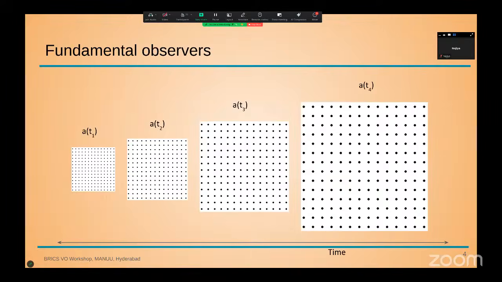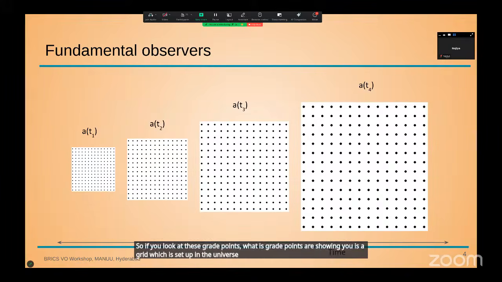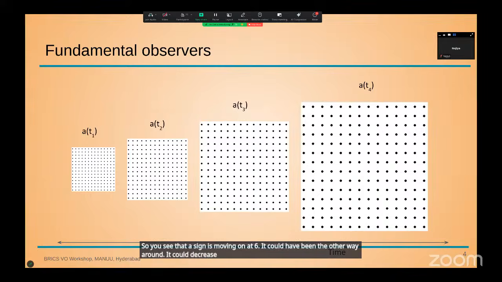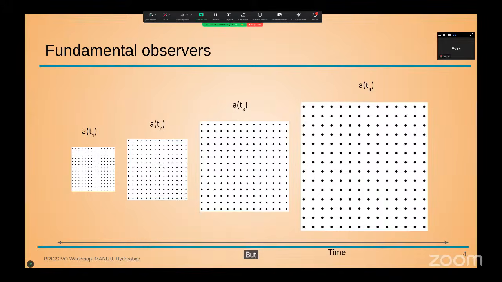So if you look at these grid points, what they are showing you is a grid which is set up on the universe, and this universe is expanding as a function of time. This is a of t1, then t2, t3, t4. So you see that as time is moving on, it's expanding. It could have been the other way around, it could increase and decrease again. All these things are possible. But in this case, that's what it is.